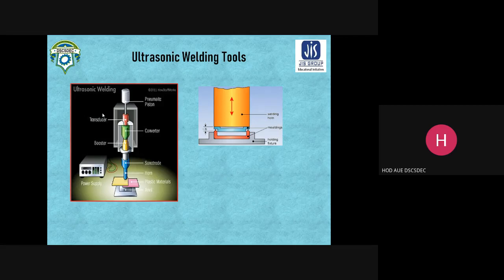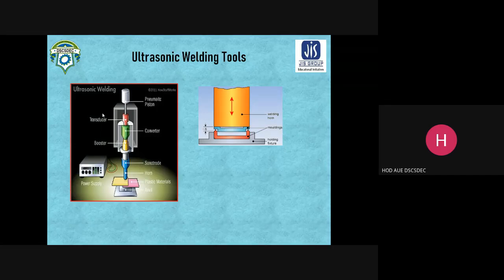Now coming to the welding horn. The welding horn is the most important part as it supplies the energy to the component which is to be joined, which is to be welded. The design of this welding horn is very important, because depending on the design, the welding would change. Suppose I will show you a video of plastic welding using the ultrasonic method.